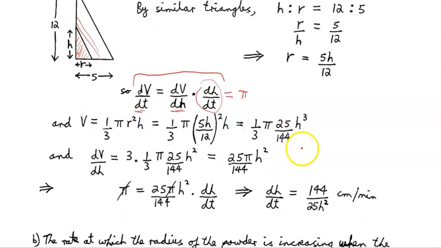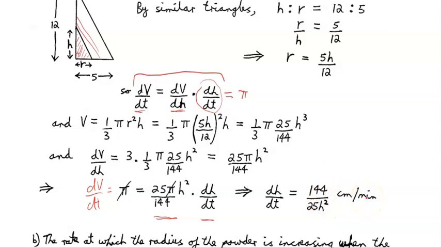Okay, now we know that dV/dt is pi times dV/dh times dh/dt. Well, that being the case, we could cancel the pi's here, as we've done, and solve for dh/dt. So dh/dt gives us 144 on 25h squared, centimetres per minute.